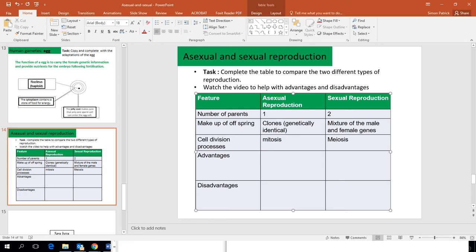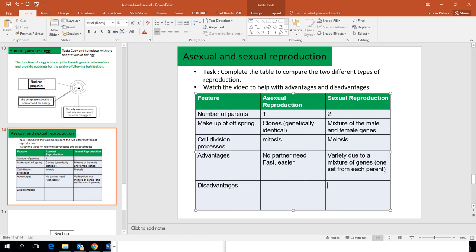The advantages of asexual reproduction is no partner needed, it's fast, and it can be easier. And sexual reproduction is you get variety due to a mixture of genes, one set from each parent.